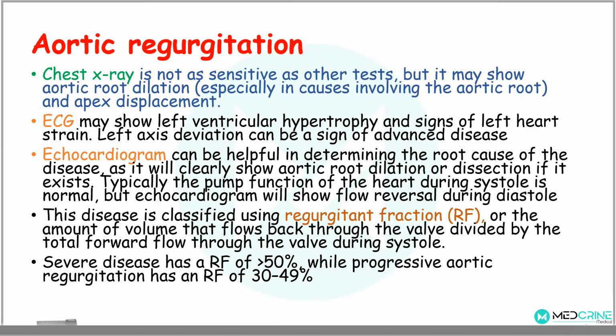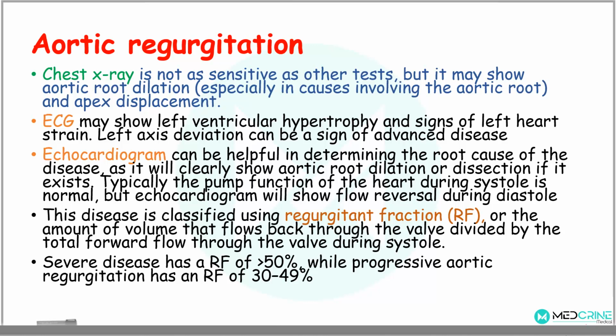In aortic regurgitation, a chest X-ray is not as sensitive as the other tests, but it may show an aortic root dilation, especially in cases involving the aortic root, and apex displacement. When doing an electrocardiogram, it may show left ventricular hypertrophy and some signs of left heart strain, and a left axis deviation, which may be a sign of advanced disease.